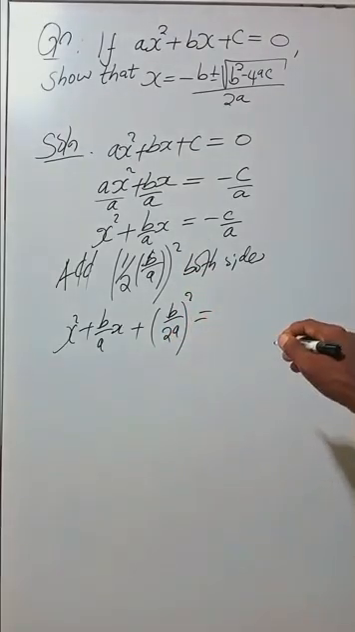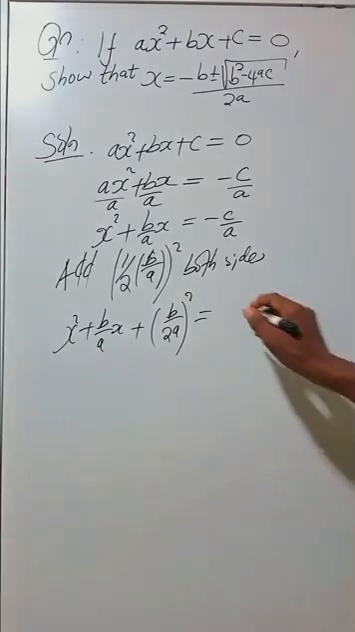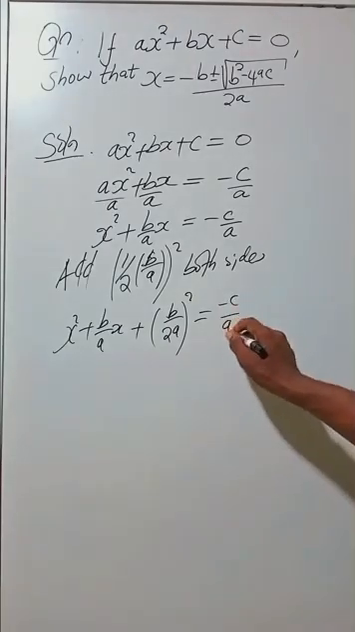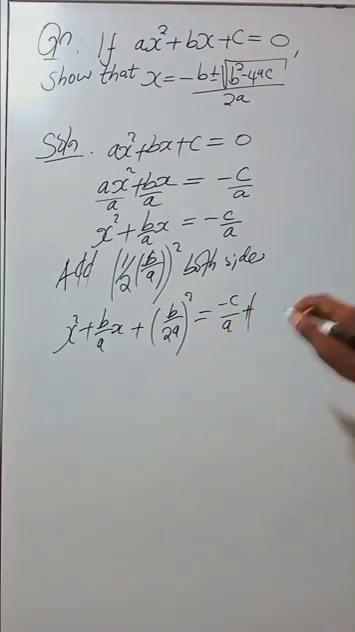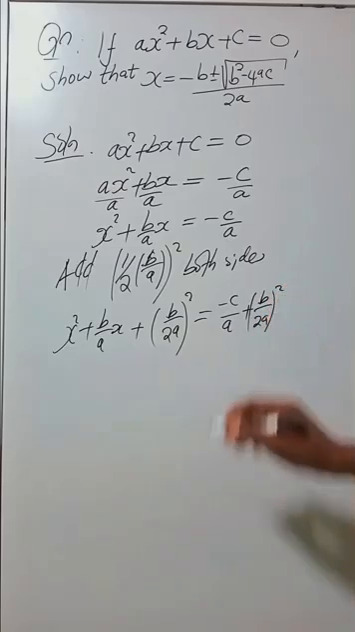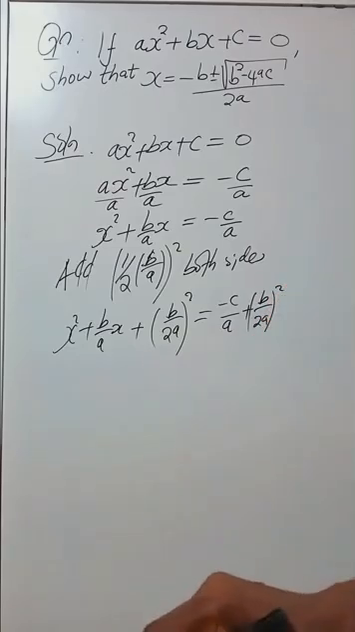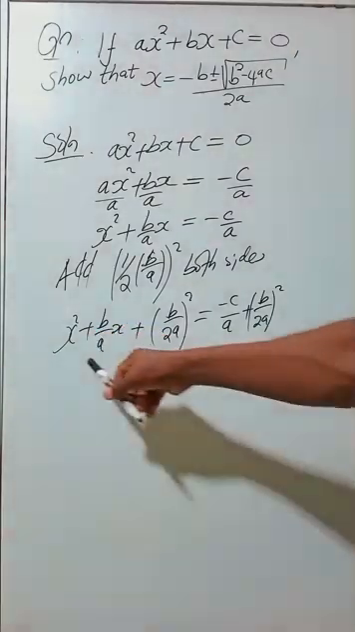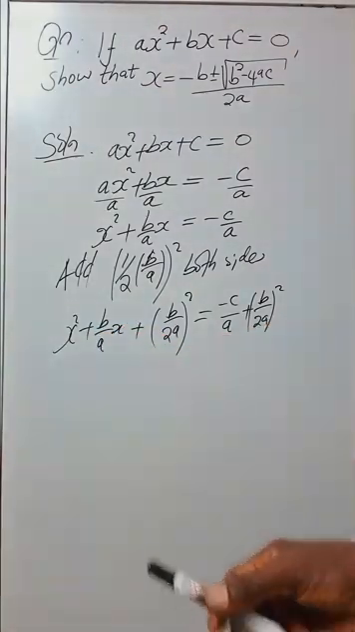What we add on the left-hand side, also add on the right-hand side. So it is negative c over a. We add the same, that is b over 2a squared. So when you look on the left-hand side, we have already got the perfect square.